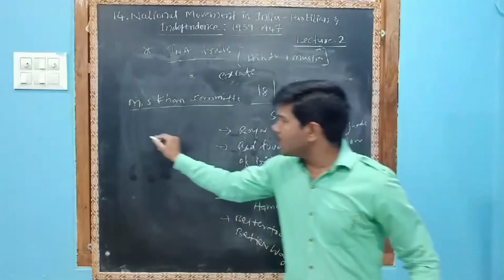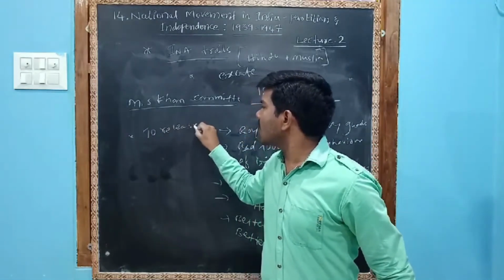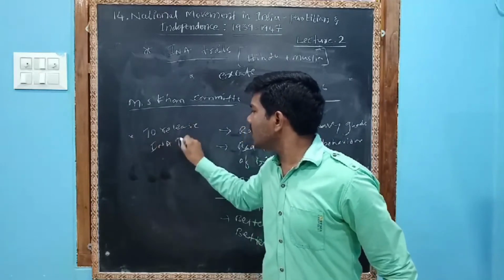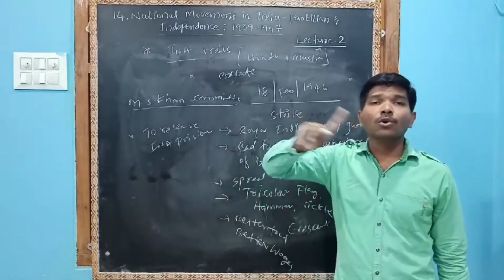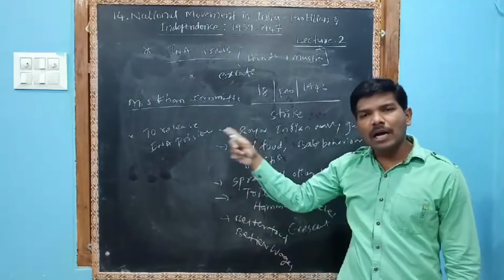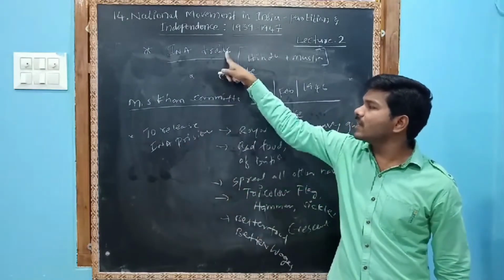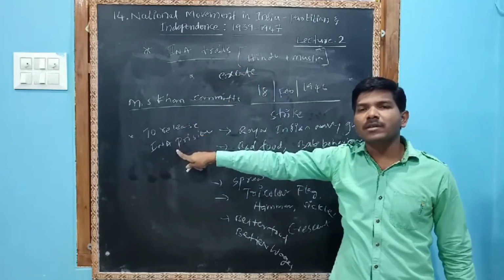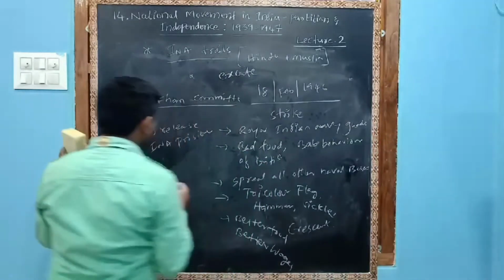Another demand was to release the INA prisoners. They were demanding that there was no need to hang the INA prisoners. We want the INA prisoners released. The main cause was this, and these others were the secondary causes. To release the INA soldiers, Royal Indian Navy members took part in the strike.